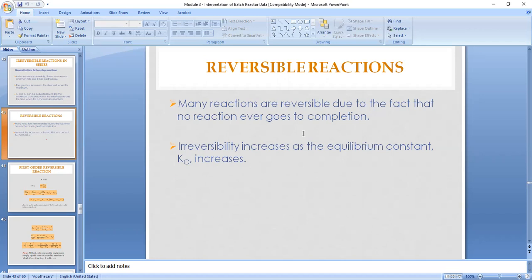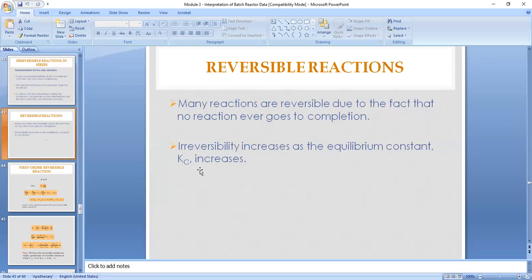But all reactions, this is even written in the book by Brown and LeMay, General College Chemistry, where the fundamentals of kinetics are discussed, are generally reversible. They have a certain degree of reversibility. Now, the irreversibility increases as the equilibrium constant increases. In here, we write our equilibrium constant as K sub C, if the manner of determining this equilibrium constant is based on concentrations. In some other books, it's written as K sub EQ. So the subscript here is not C, but EQ.